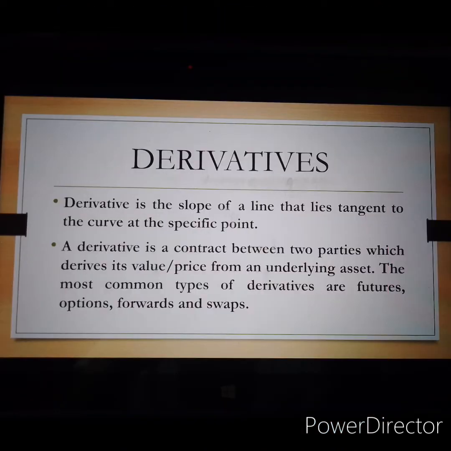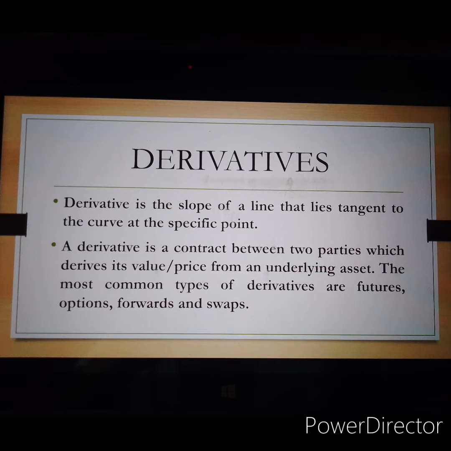The definition of the derivative is the slope of a line that lies tangent to the curve at the specific point. The limit of the instantaneous rate of change of the function as the time between measurements decreases to zero is an alternate derivative information.